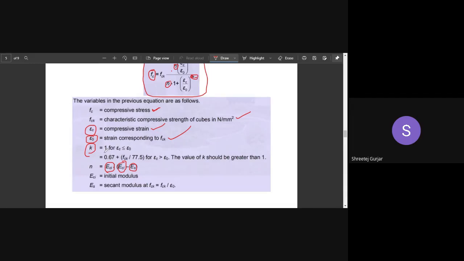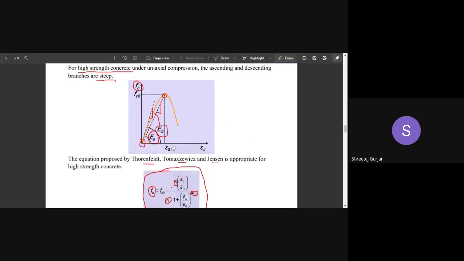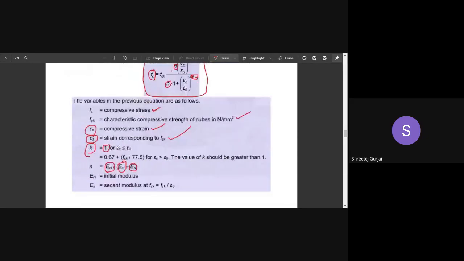So what is K? K is equal to 1 whenever we are dealing with this part of our curve, your ascending part of the curve. Whenever we want to find the FC value in this ascending part of our curve, we have to use K equal to 1, whenever your EC is lesser than E naught. We are dealing with the ascending part of the curve, and we have to use K value as 1.